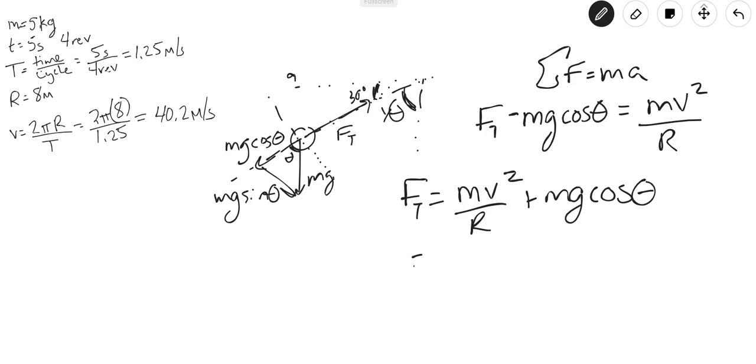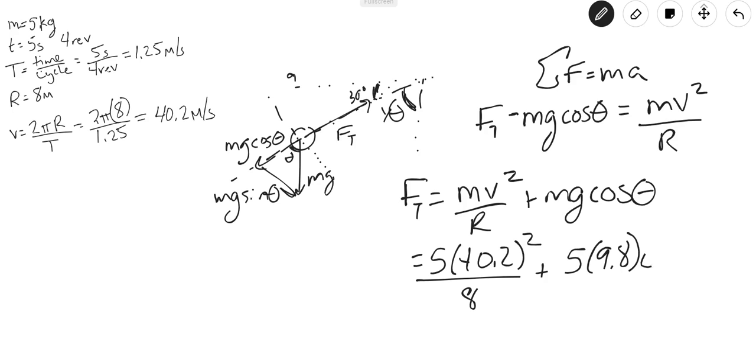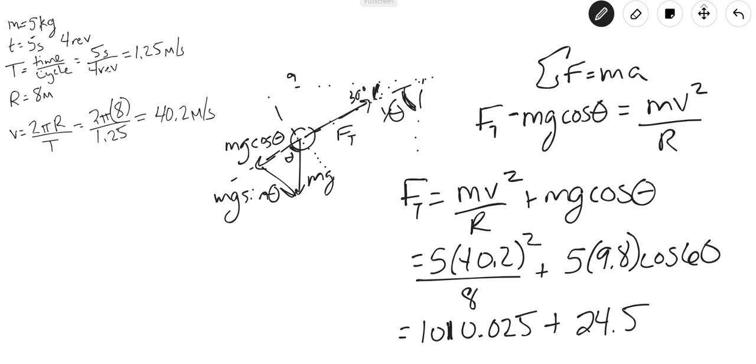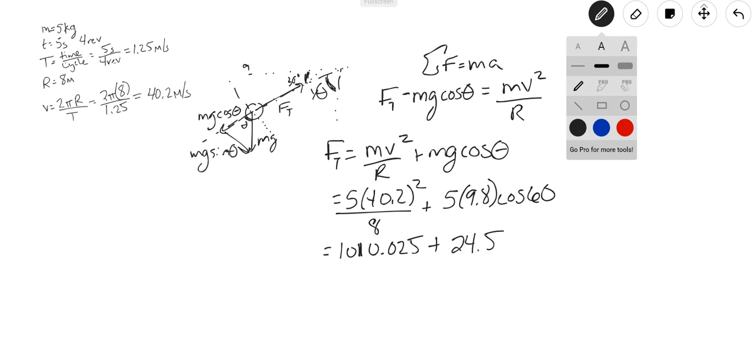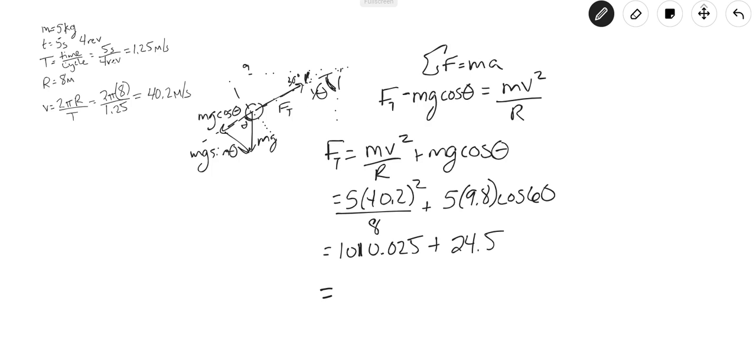And we have the mass, which is 5. We found the speed, which is 40.2. The radius is 8. The mass again is 5. The acceleration due to gravity on Earth is 9.8. And we said that the angle was 60 degrees. So, when we calculate this out, the first term is going to be 1010.025, and the second term is going to be 24.5. So we have to add both of those up. When we do, we should get our answer, which is 1034.525.